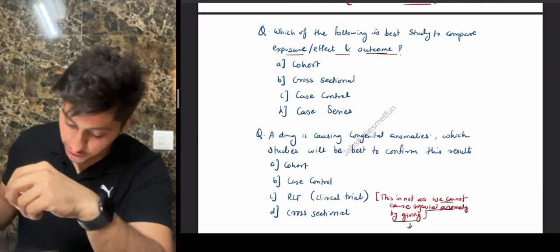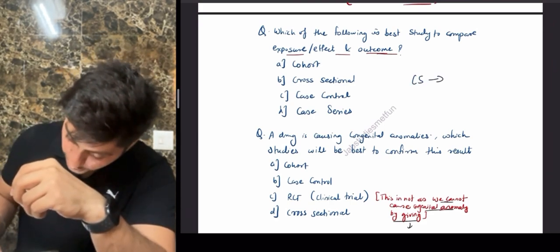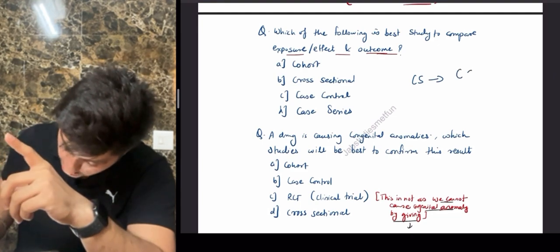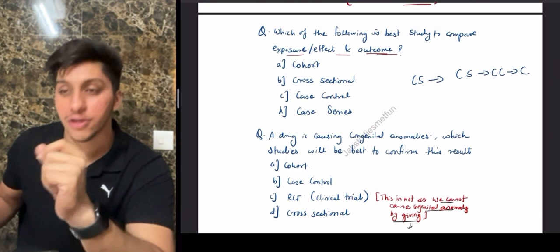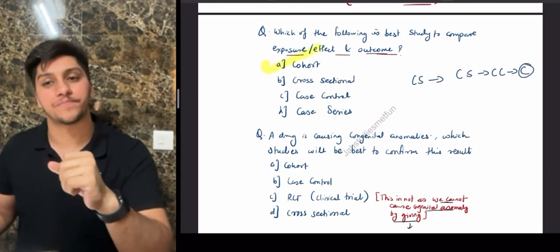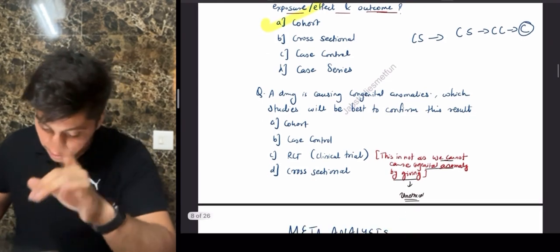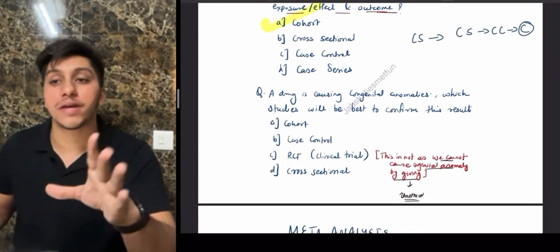Now, if you know the order, from bottom to top, first will be your case series, then cross-sectional studies, then case control, and then cohort. So the most superior over here is going to be your cohort. So your answer is going to be A. And then, remember this: a drug is causing congenital anomalies. Which study will be the best to confirm the result?